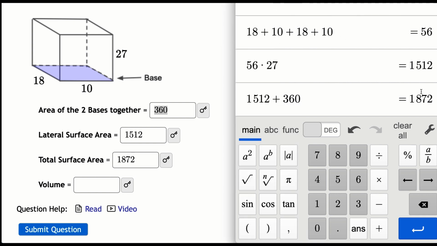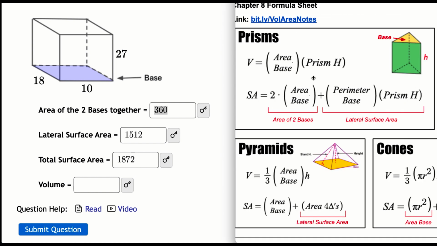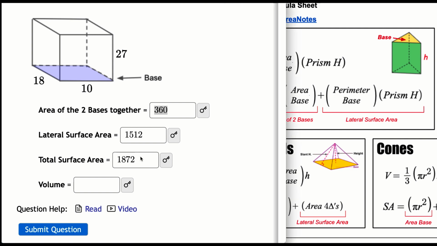Again, if you're wondering where that 1,872 came from, that came from me taking 2 times the area of one base, that was 180 for my picture, which made 360, plus the perimeter of my base, 56, times the height, 27, to give me a total surface area of 1,872.